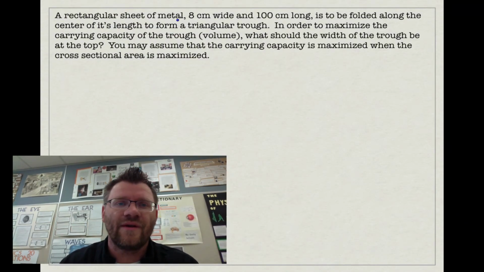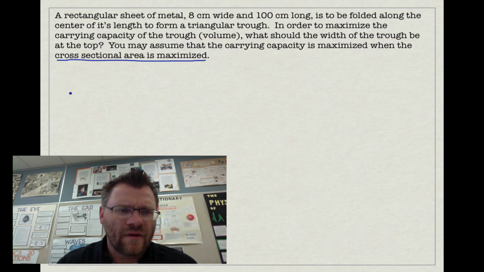It says a rectangular sheet of metal, 8 centimeters wide and 100 centimeters long, is to be folded along the center of its length to form a triangular trough. So in order to maximize the carrying capacity of the trough, which was the volume, what should the width of the trough be at the top? You may assume that the carrying capacity is maximized when the cross-sectional area is maximized. So let's take a look.